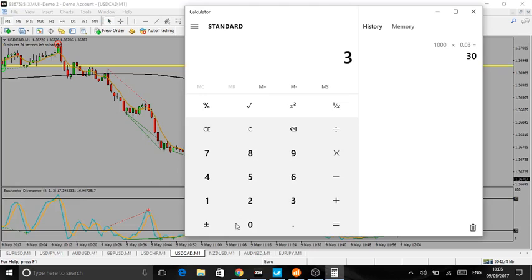So next trade is going to be times that by 2.5. That's going to be next trade $7.50. Times that again, next trade is going to be $18.75. Times that one more time. That's going to be $46.87.